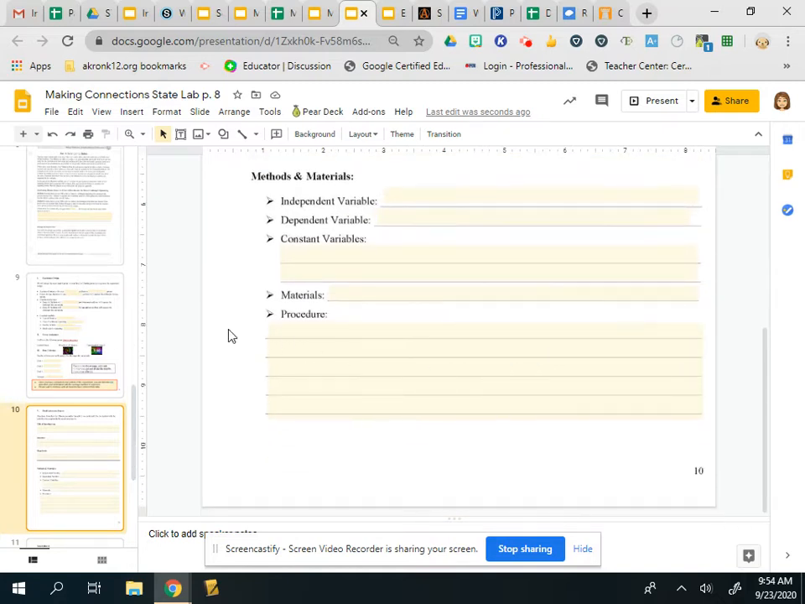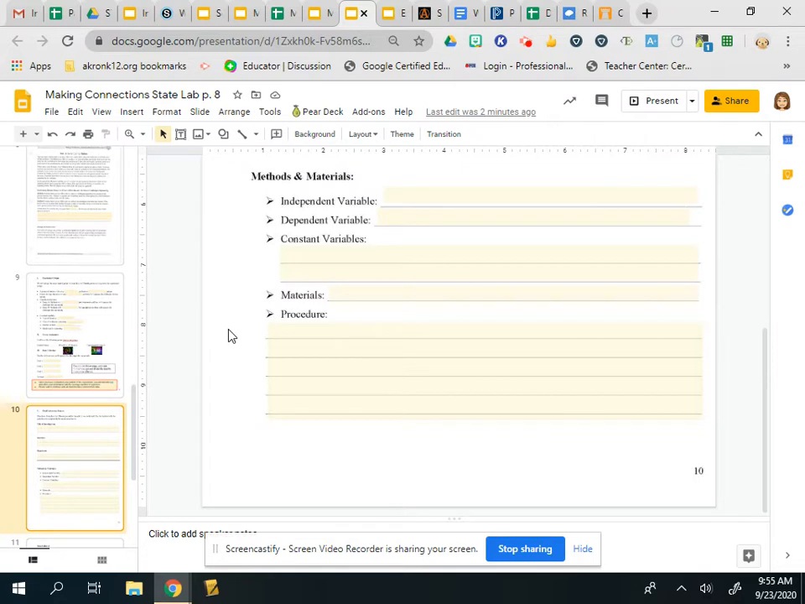And then the procedure. The procedure actually has to be pretty specific, and I would like you to number it. So you're going to write number 1 and then say, this is what we did. Number 2, this is what we had to do next. Don't just write it all in one step. Say, well, I rested and then squeezed and then rested and then squeezed and rested and squeezed. That's not a proper procedure.